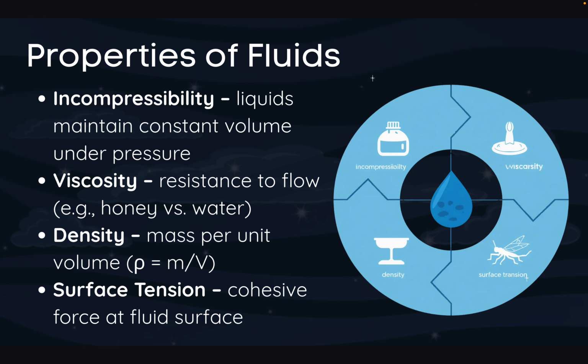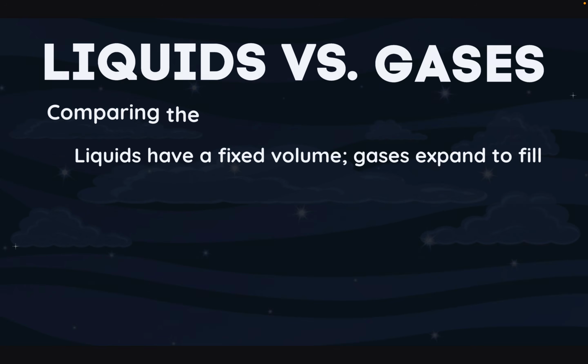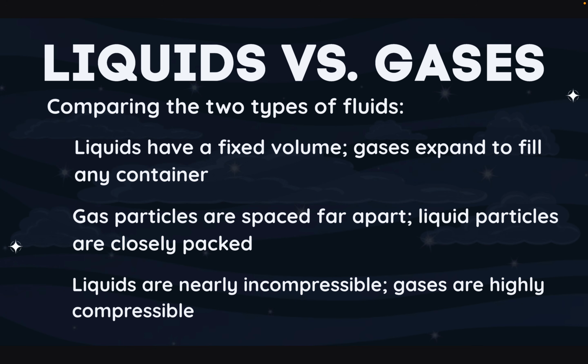Another important property is density, and density tells us how much mass is contained in a certain volume. And finally, we have surface tension. Surface tension allows insects like water striders to walk on water and causes water droplets to form into nearly perfect spheres.